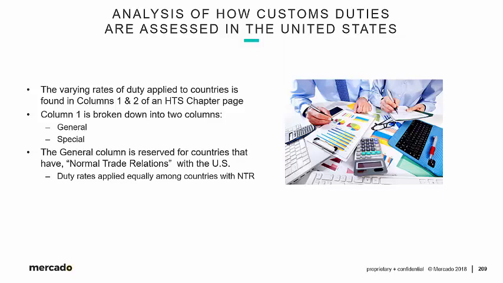That actually used to be called, some years back, MFN, most favored nation. The government changed the name to normal trade relations because it didn't sound so favorable. Most favored nation is pretty explicit. Normal trade relations, a little softer. What that means is that duty rates are applied equally among countries with NTR. In that general column, if it says 4.4% for a lathe, for all countries with NTR status with the United States, the duty rate's 4.4. It can be different in the special column. We saw some examples of that too.